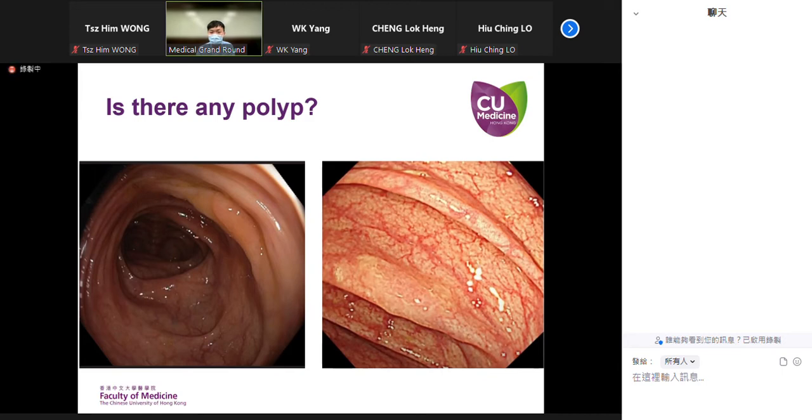Okay, time's up. So actually, there is a polyp in each of the photos. So first of all, there is a polyp here. And on the right-hand side, there is a polyp here. If you miss these polyps, don't be frustrated because even experienced endoscopists could miss this lesion.